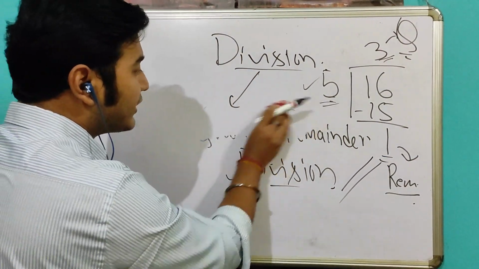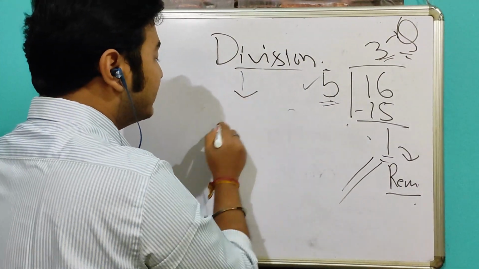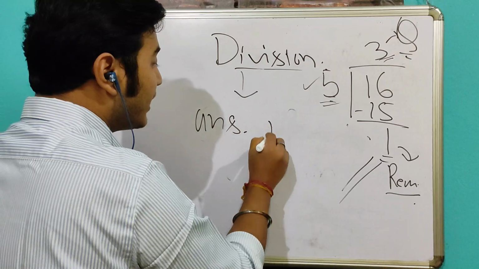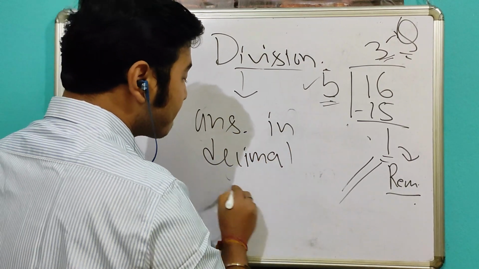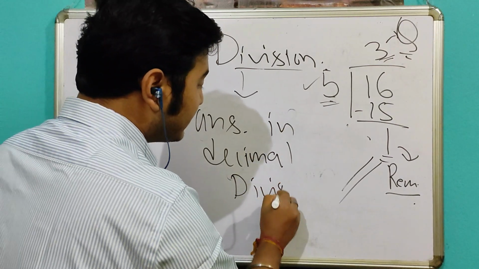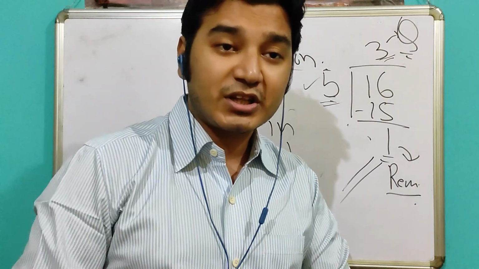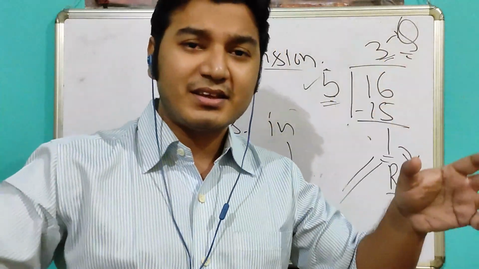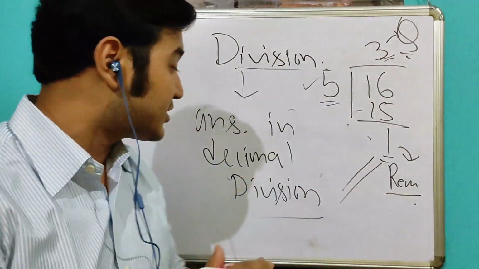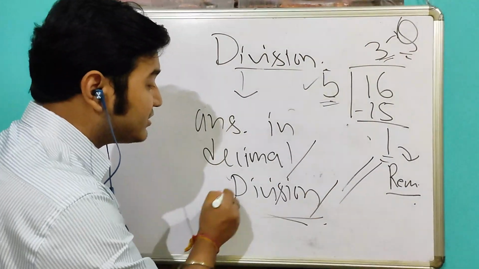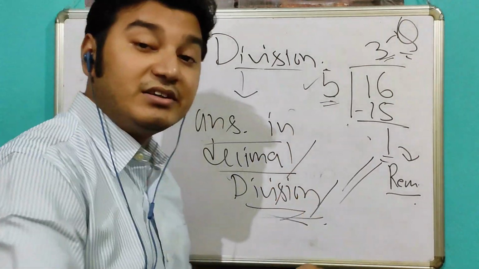And there is one more type of division which we call the answer in decimal division. What is the answer in decimal division? When we are in grade 5, grade 6, we are going to learn this. In our primary section, we learned quotient remainder division. After that, we learn decimals. When we learn decimals, then we learn the answer in decimal division.